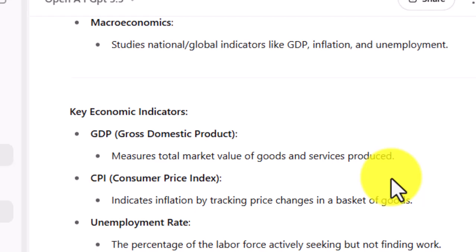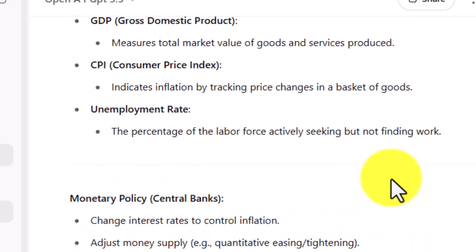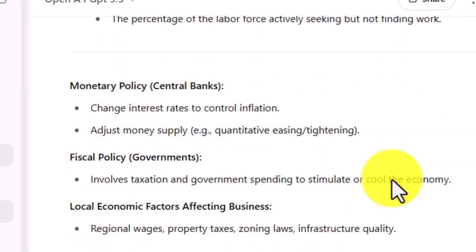Gross domestic product measures the total market value of goods and services produced. Consumer price index indicates inflation by tracking price changes in a basket of goods. Unemployment rate: the percentage of the labor force actively seeking but not finding work.